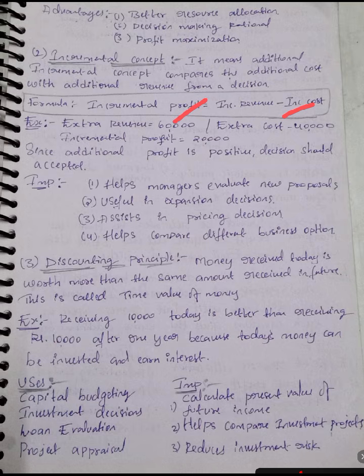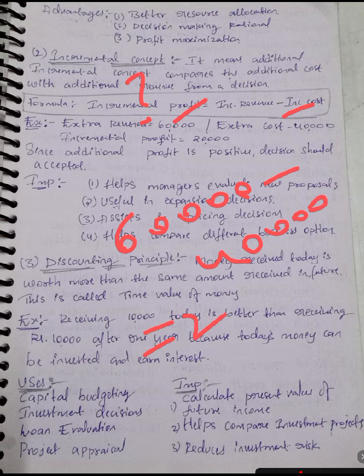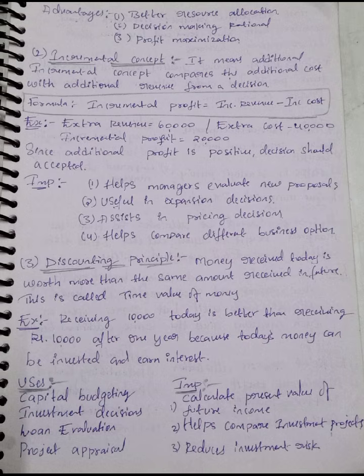Incremental profit, how much? 60,000 minus 40,000, if you do, you will get 20,000. Here this is the incremental profit. I hope you guys understood this concept. Since the additional profit is positive, the decision should be accepted in the incremental concept.